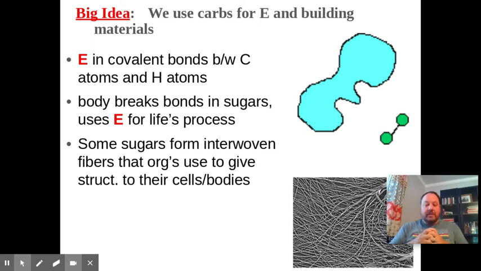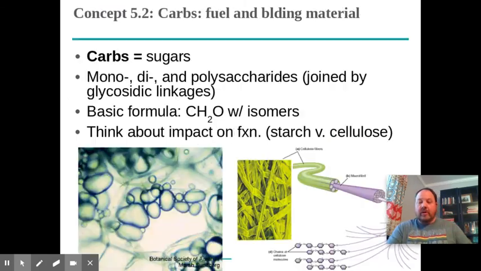Carbs will contain energy. Carbs can also, if you arrange them in a particular way, form these long tendril-like molecules that can interweave and form tough structures like cellulose. So the image you see in the bottom right there includes some of the building materials that could be used with carbohydrates. So when you think of carbs, again, think of them as fuel. Think of them as sugars that can be broken down.